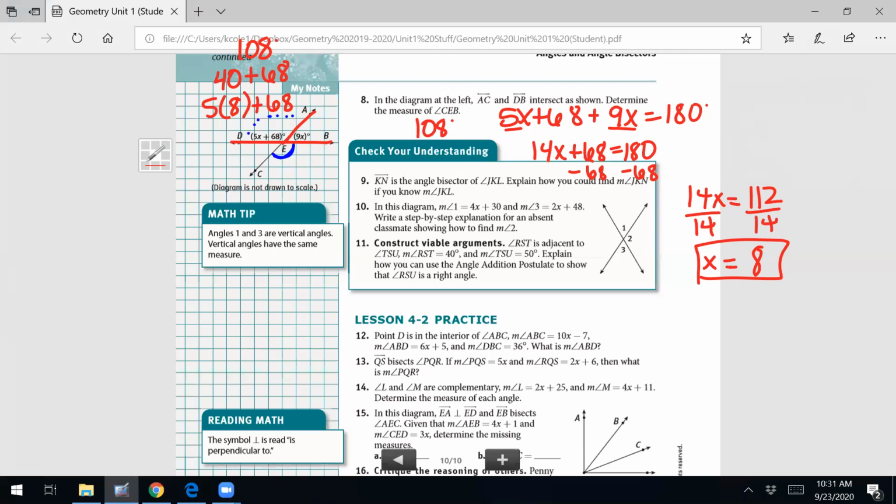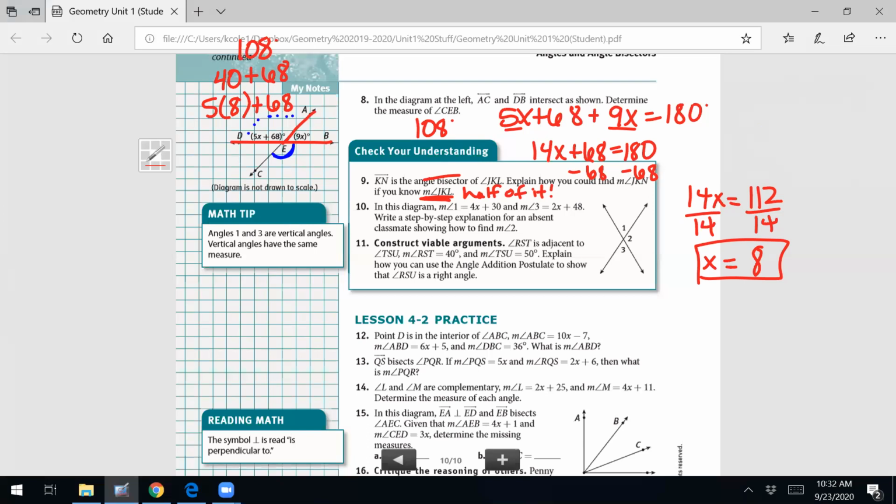All right, number 9. Ray KN is the angle bisector, which means it cuts it in half, of angle JKL. Explain how you could find the measure of JKN if you knew JKL. Well, this is the whole thing, so you would take half of it. If you know the whole, take half of it. If you know half of it, double it, because the angle bisector is going to cut it in half.